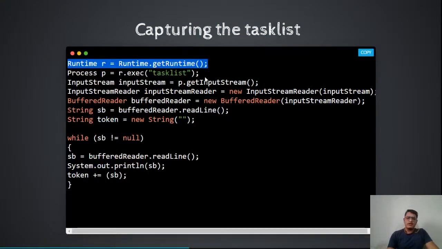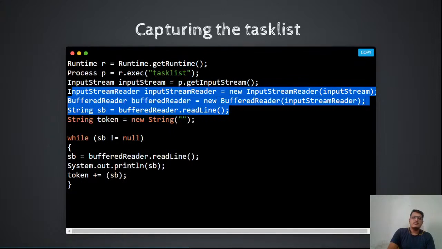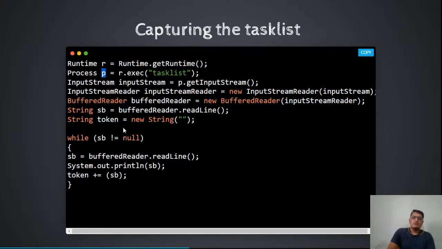So the first line here gets you the runtime of your machine. That runtime is stored in this runtime object r. Now executing this function, r.exec, and inside we have given a string parameter which is tasklist. Now what would happen, the entire task list we just saw on our cmd would be given to this process p object. Okay, so that's it. So basically, using these two lines here, we are just capturing the task list and saving it in the process p. Okay, so the next few lines, what we are doing is just converting this process p into a string we name token. Okay, that's it.